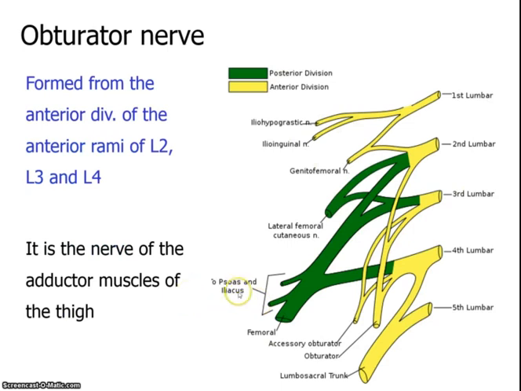Now, the obturator nerve, as we have discussed before, is formed by the anterior divisions of the lumbar spinal nerves, second, third, and fourth lumbar spinal nerves, and the femoral nerve is formed by the posterior divisions of the second, third, and fourth lumbar nerves. Therefore, both nerves, the obturator nerve and the femoral nerve, have similar segments, lumbar 2, 3, and 4 segments.